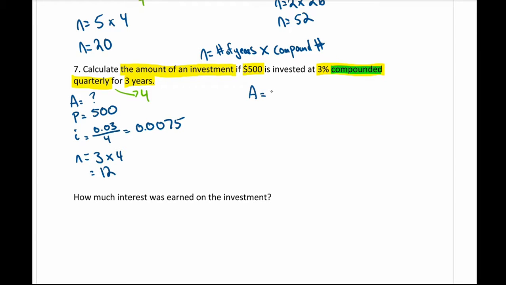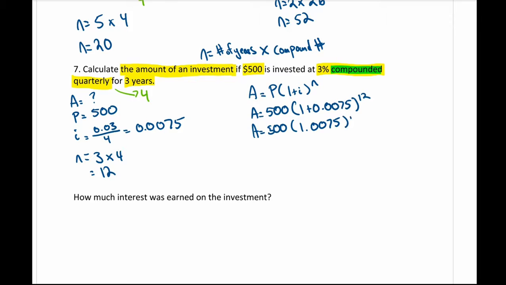From there, we have our formula. A equals P times 1 plus I to the power of N. So A equals $500 times 1 plus 0.0075 to the power of 12. I would recommend solving the bracket first because we have to use our BEDMAS. So brackets first: 1.0075 to the power of 12.